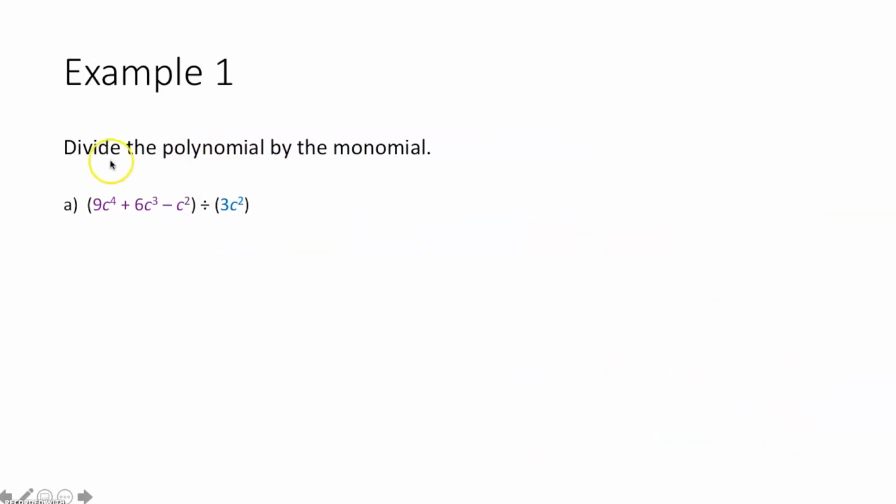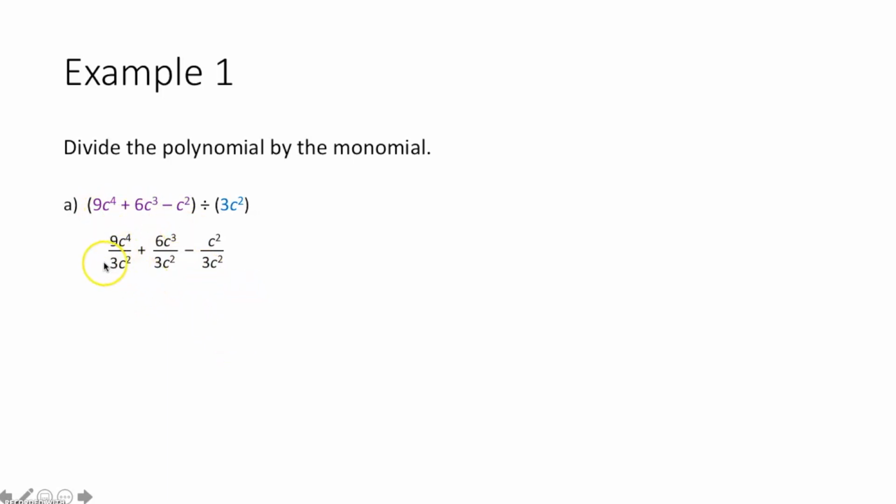Example time. Now example 1, we're doing the same thing. So here we're dividing a polynomial by a monomial. So we're going to take this monomial and put it under each term in this trinomial. So it looks something like this when you put that 3c squared under each term. Now all we have to do is simplify and we got our answer.